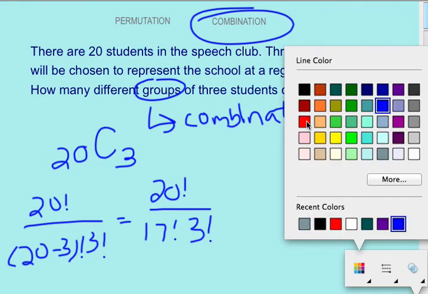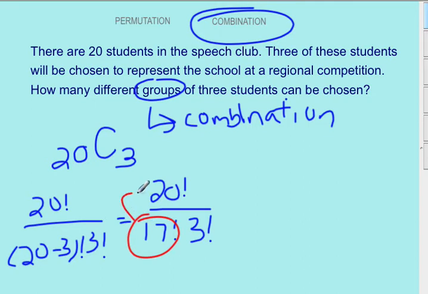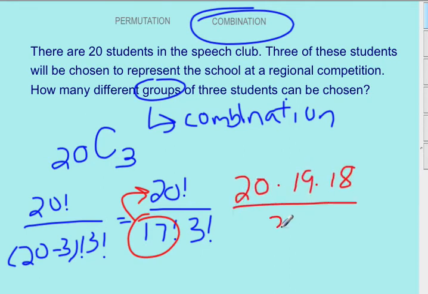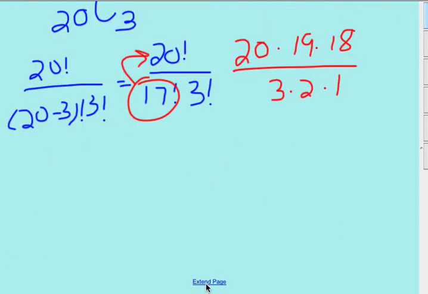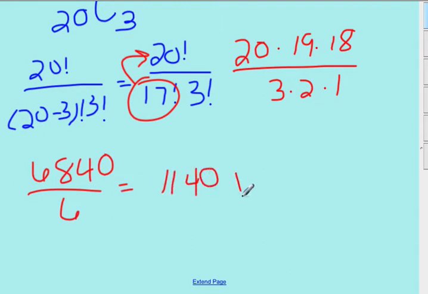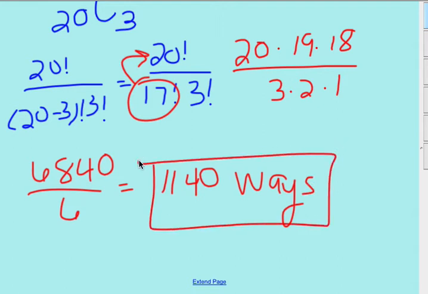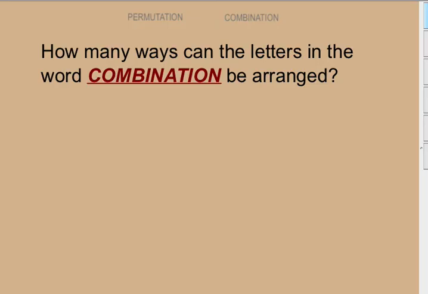So my largest factorial on the bottom is 17. So everything from 17 on down in that 20 factorial is going to be taken care of. So on top I have 20 times 19 times 18. On the bottom, 3 times 2 times 1. So when you multiply out 20 times 19 times 18, you end up getting 6,840. 3 times 2 times 1 is 6. Divide them out and you get 1,140 ways. Okay?